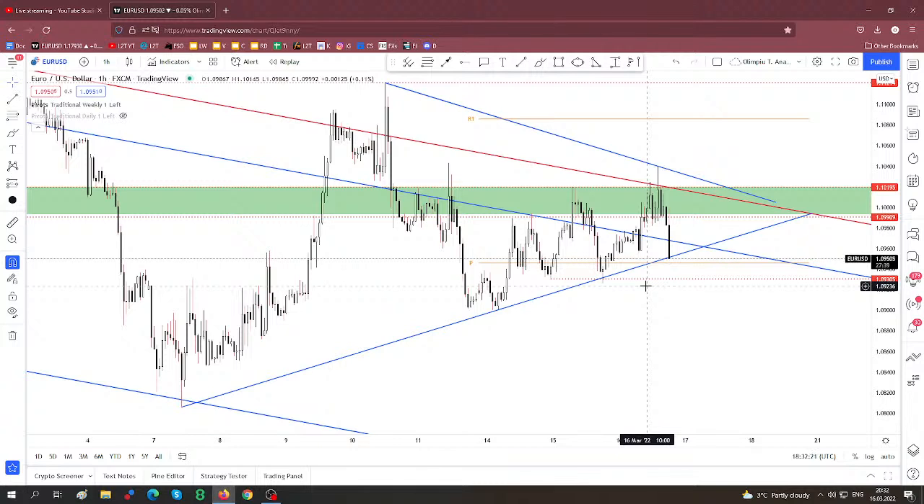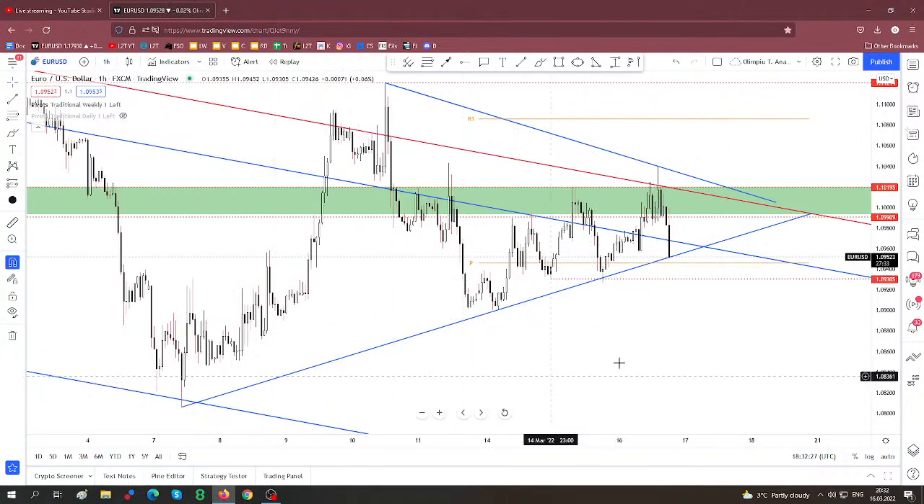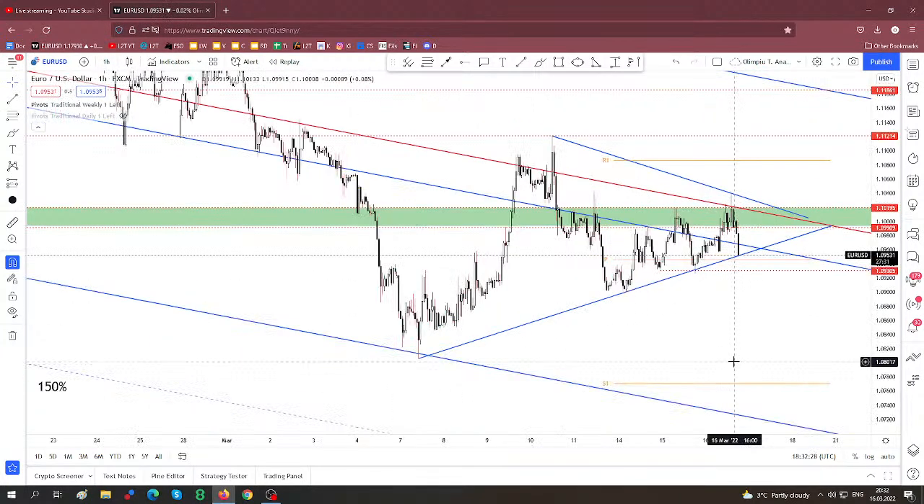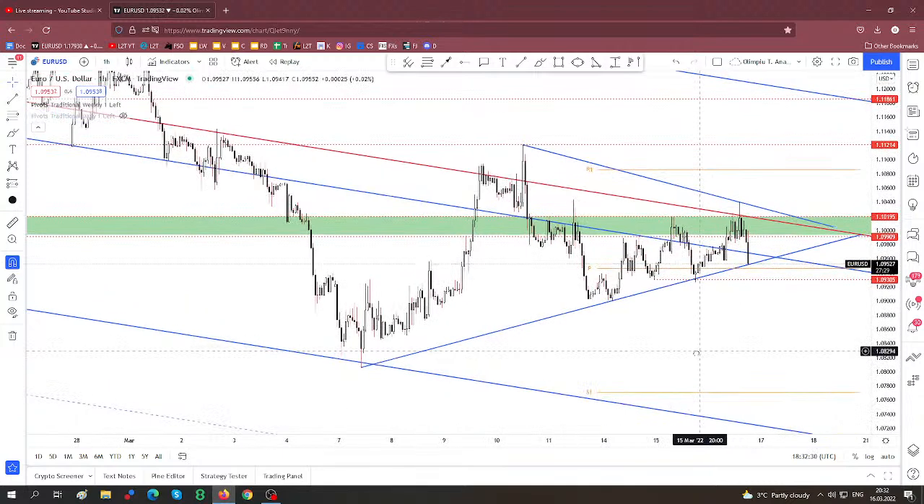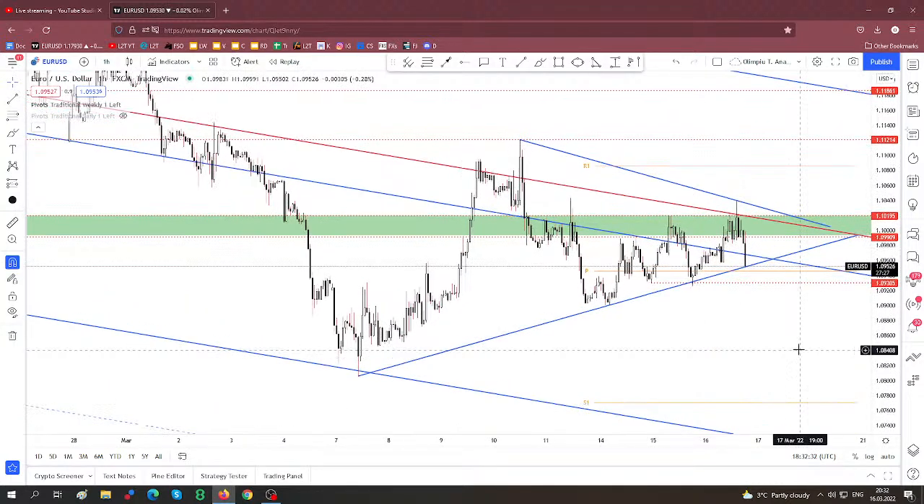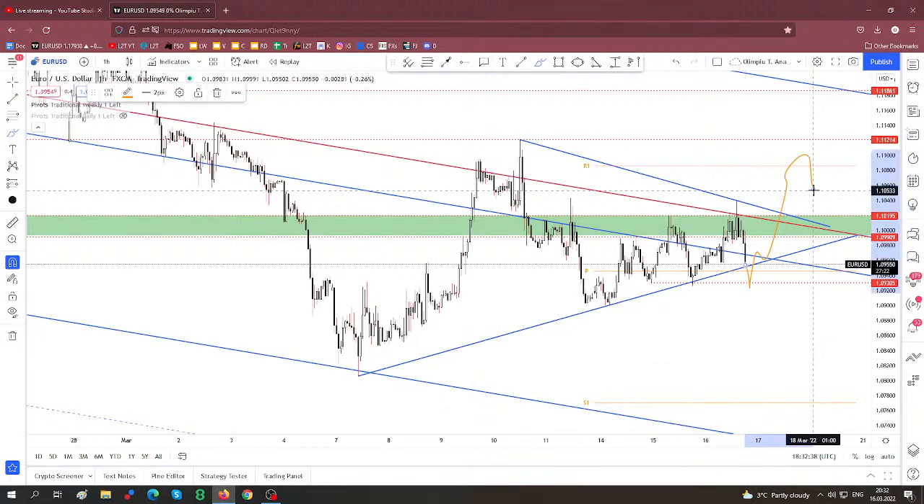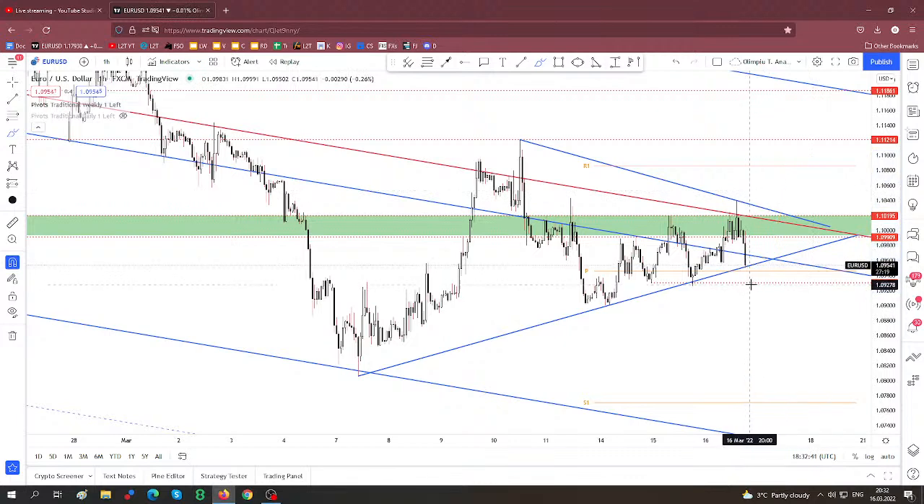So let's wait. Yeah, strong sell-off right now, Euro USD. Yeah, strong sell-off. But let's wait, because this could still be only a false breakdown here, right? And the price could jump higher. That's why we need a valid breakdown. New lower low, okay?